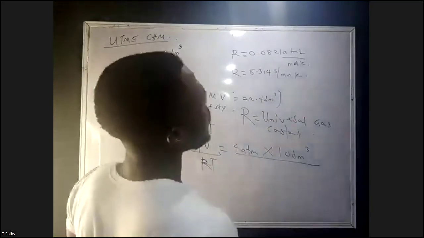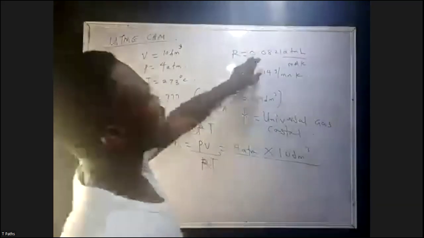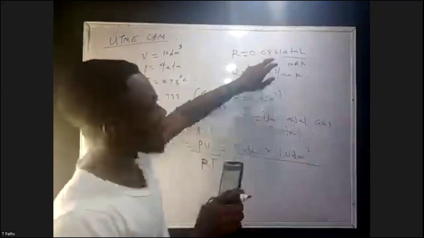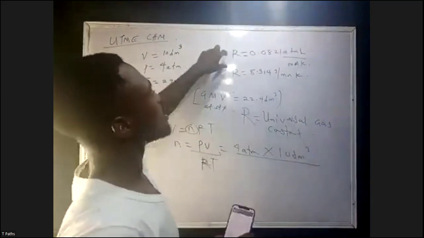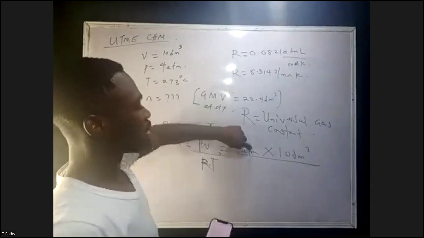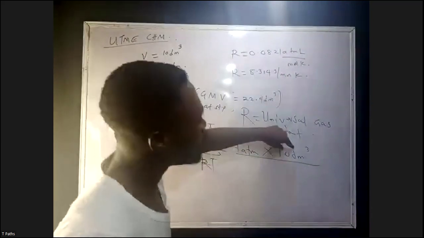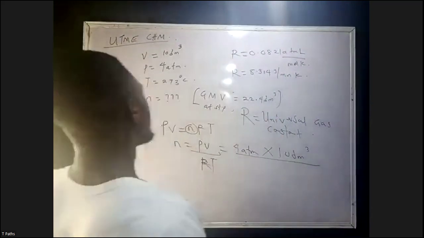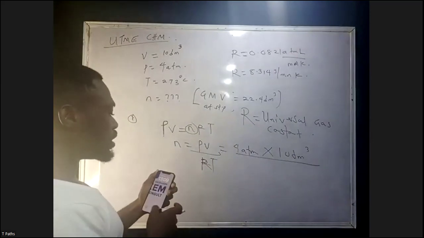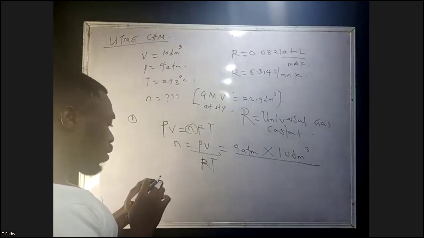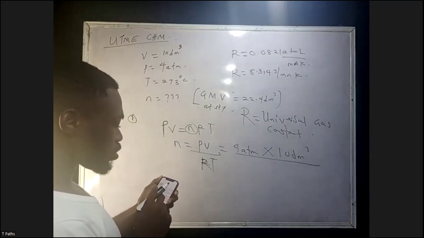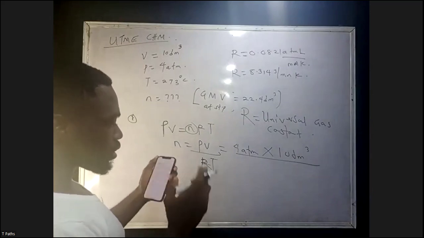Now, when do you use the 0.0821 and when do you use 8.314? It all depends on the units of the parameters: the unit of the pressure, the unit of the volume, and the temperature. The question we are using might have some typographical error, maybe, but you just get the concept.